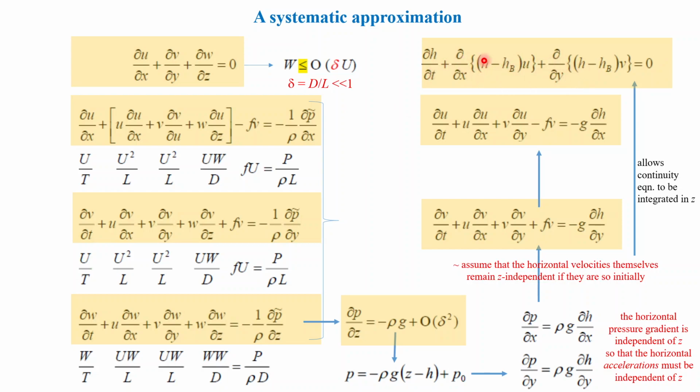mass continuity equation. This is very intuitively simple. That means the horizontal convergence of the water will determine the depth of the water. Okay, if HB is 0, then this is quite straightforward. Okay, so this is the set of equations for the water.